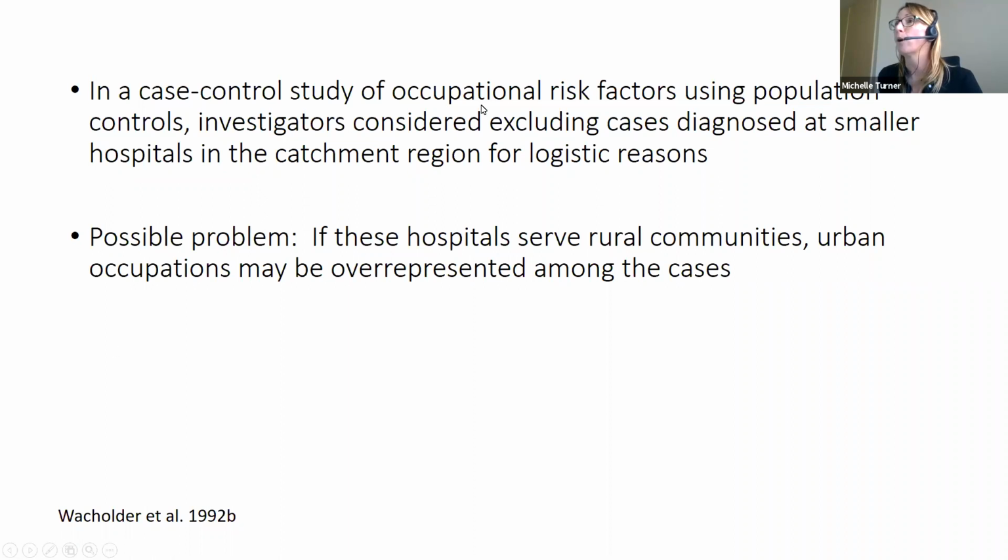Something else this paper points out, in terms of selection bias in case-control studies of occupational risk factors: if you're recruiting your cases and you want to focus on large urban hospitals and possibly not worry about cases at smaller, more rural hospitals for logistic reasons, these hospitals serve very different communities, and the occupations of the people who go to these hospitals may be very different. So it's an important type of bias to keep in mind.